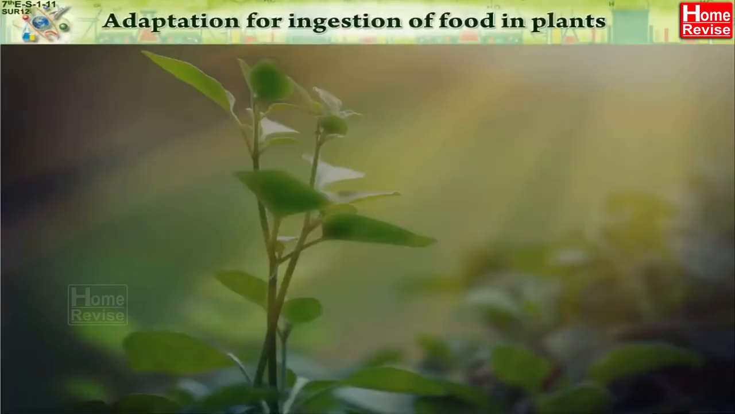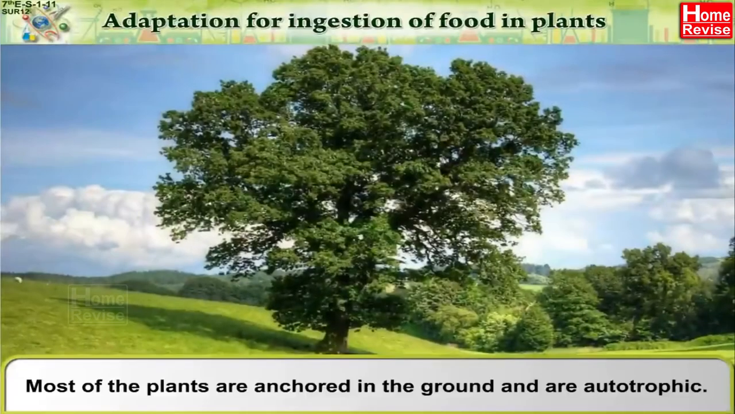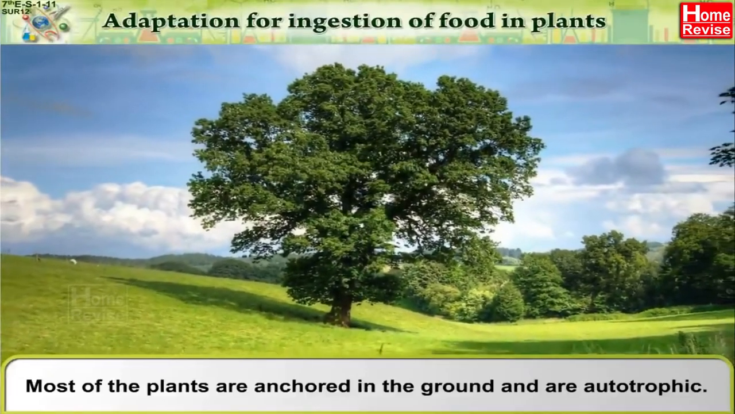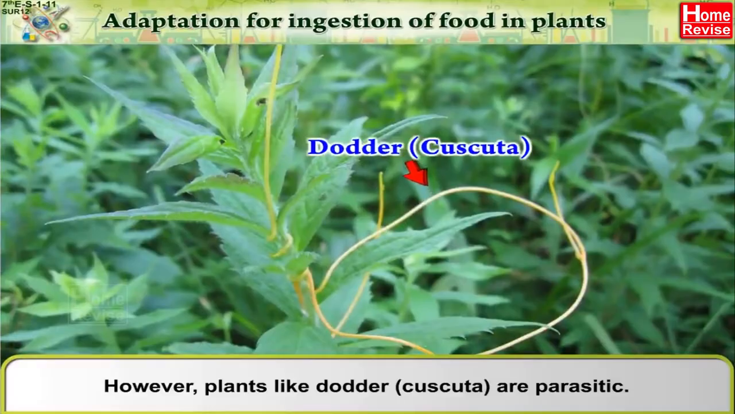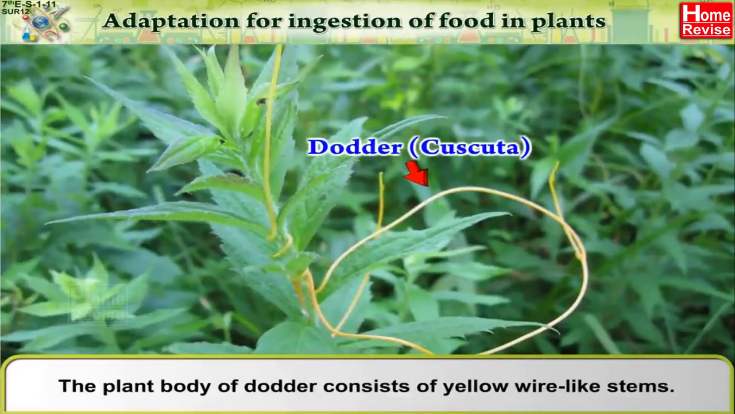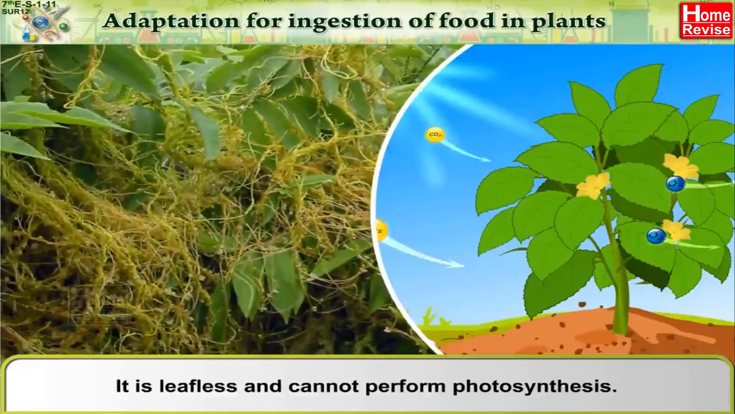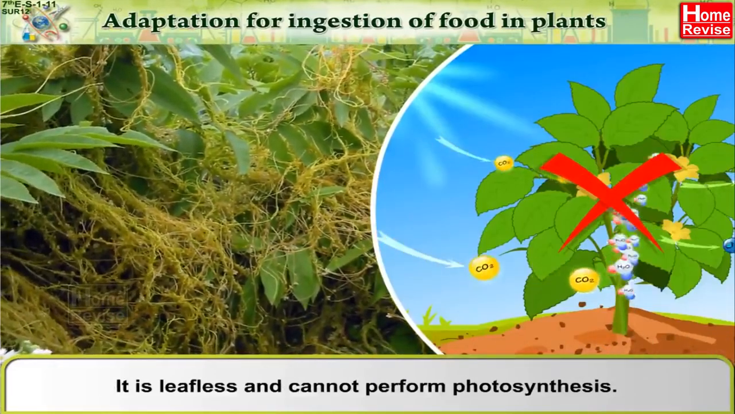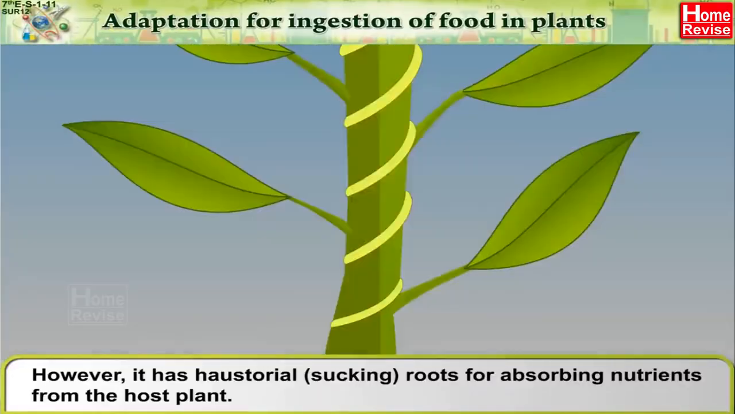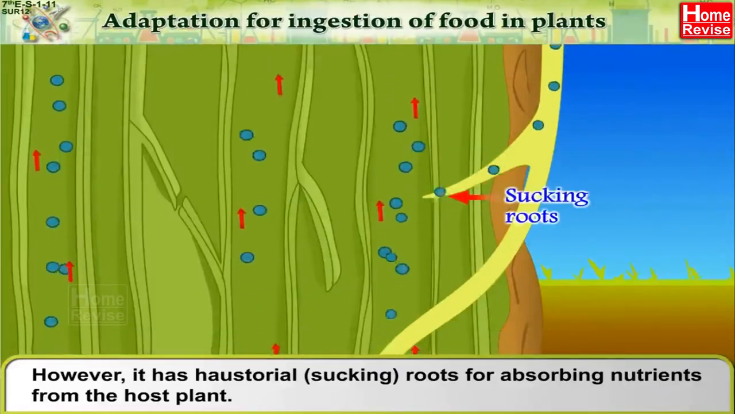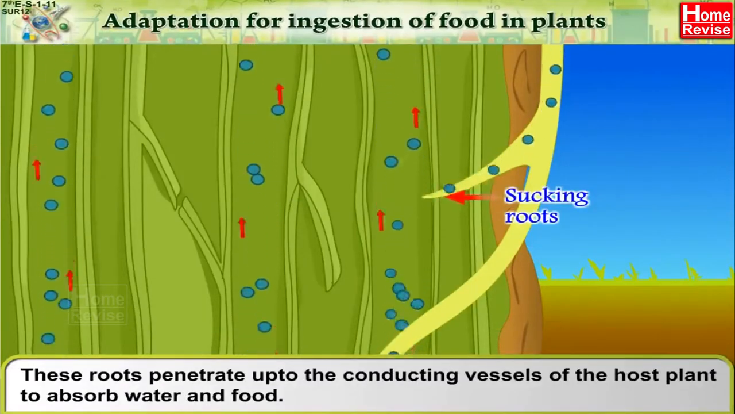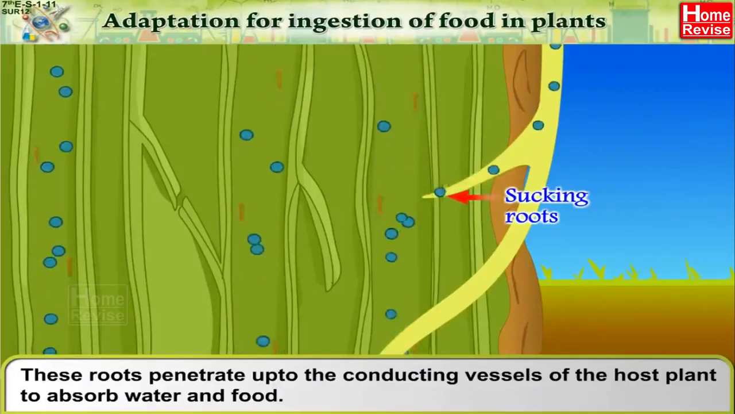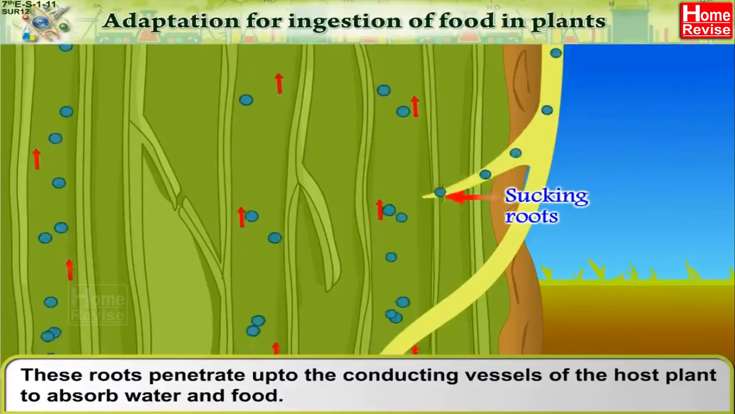Adaptation for ingestion of food in plants. Most of the plants are anchored in the ground and are autotrophic. However, plants like dodder, that is cuscuta, are parasitic. The plant body of dodder consists of yellow, wire-like stems. It is leafless and cannot perform photosynthesis. However, it has haustoria, that is, sucking roots for absorbing nutrients from the host plant. These roots penetrate up to the conducting vessels of the host plant to absorb water and food.